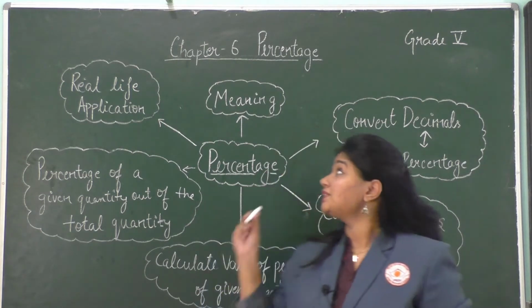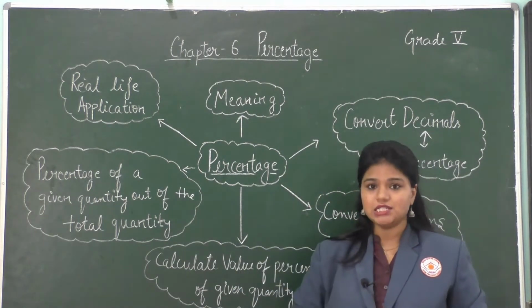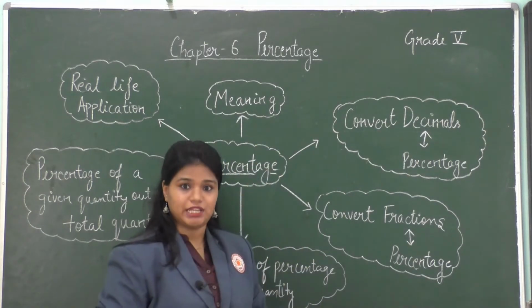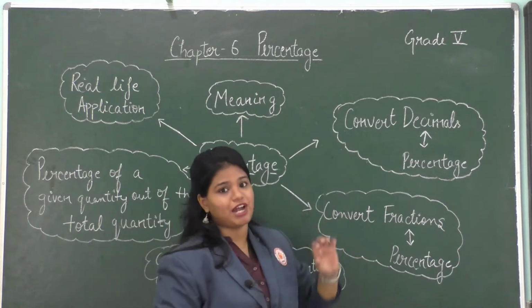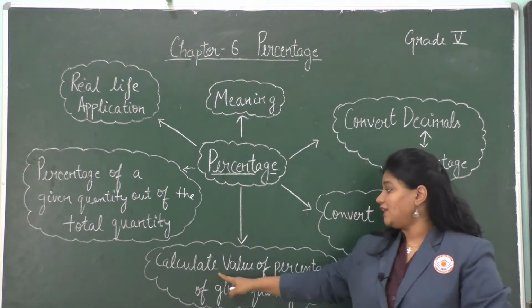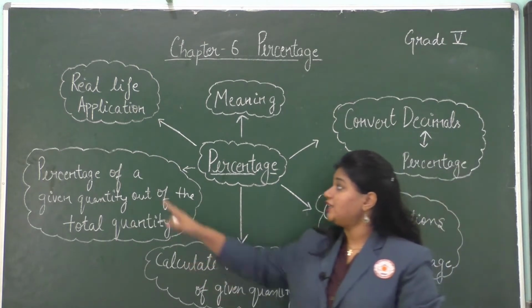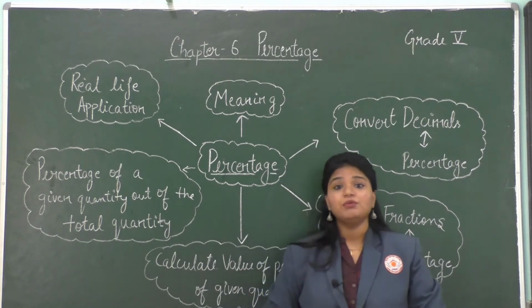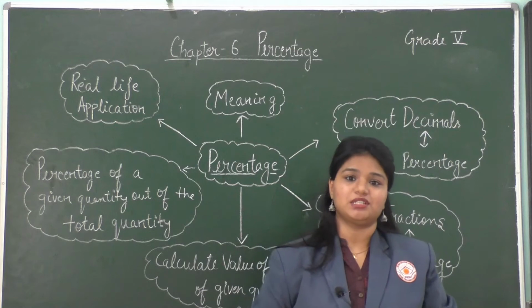So today we will be doing the sixth chapter, that is percentage. This is the mind map for today's class. First we will start by learning the meaning of the term percentage or percent. Then we will learn how to convert decimals and fractions into percentage and vice versa. Then we will learn how to calculate the value of the percentage of the given quantity and how to find the percentage of the given quantity out of the total quantity. Finally, we will learn how to solve word problems based on the real life applications of percentage.